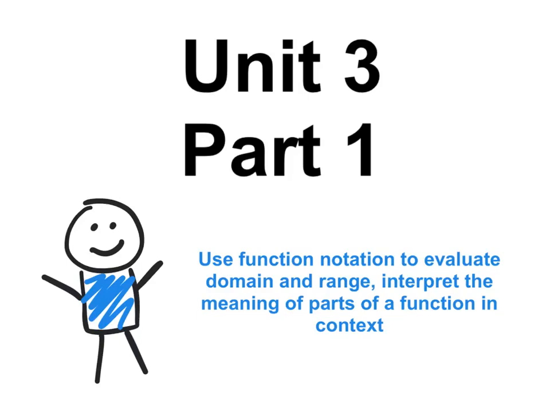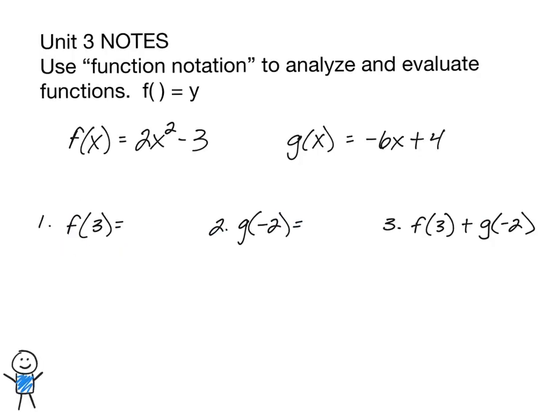My name is Mr. Bell and we're going to talk about using function notation to evaluate domain and range, and interpret the meaning of parts of a function in context. This slide says to use function notation to analyze and evaluate functions. And it's got f of open parentheses equals y. And this is just a different way of writing y equals 2x squared minus 3, in place of the y. In algebra we use something called function notation a lot of times. That's what this symbolically represents.